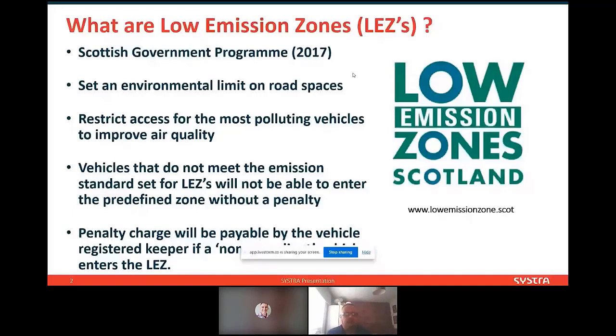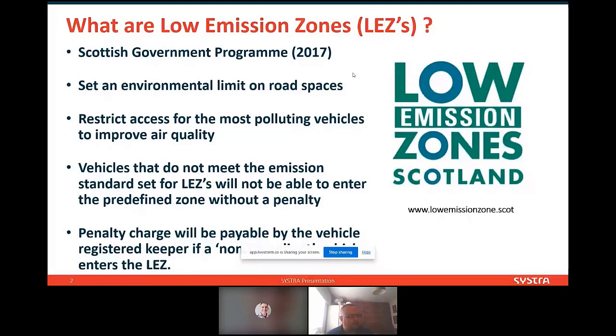And what low emission zones are really is you set a zone and it restricts access within that zone for the most polluting vehicles, so that they can't come in that zone without paying a penalty. And ultimately that's to provide improved air quality within that zone. So there is a penalty for older vehicles, and I'll detail what those vehicles actually are, what is classed as a compliant vehicle and a non-compliant vehicle. And as I said there on the screen, there's a penalty charge if you're a non-compliant vehicle.